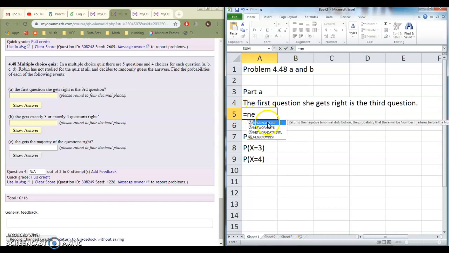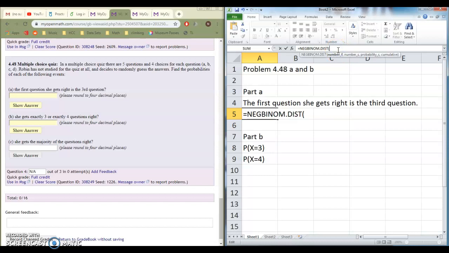So I'm going to have Excel do the negative binomial distribution. And how this takes the value is it takes a number of failures. Well, if it's the third question that she gets right, that means she got the first two wrong. So that's 2 failures. So I'll type that in. The number of successes is 1. The probability of success is 0.25 because it's a A, B, C, D multiple choice test. So there's a 1/4 chance that she gets it right, and then this is false.